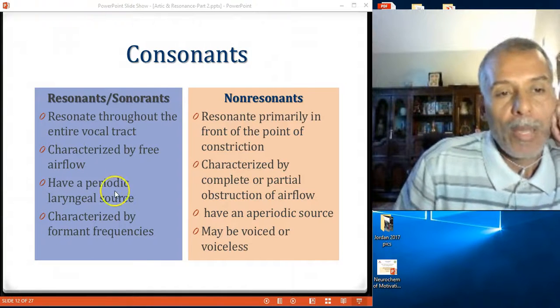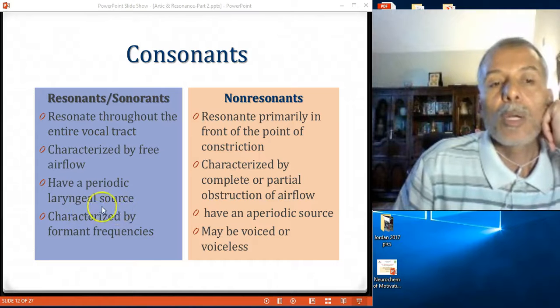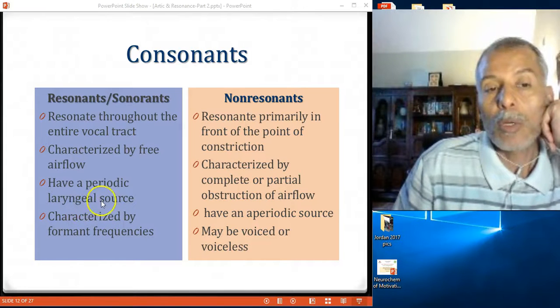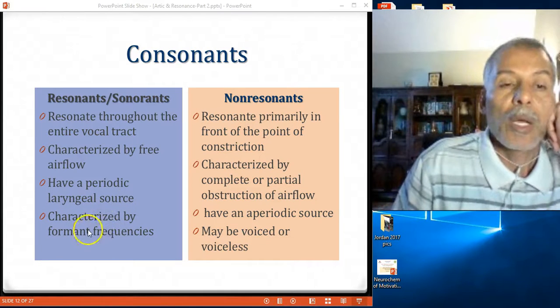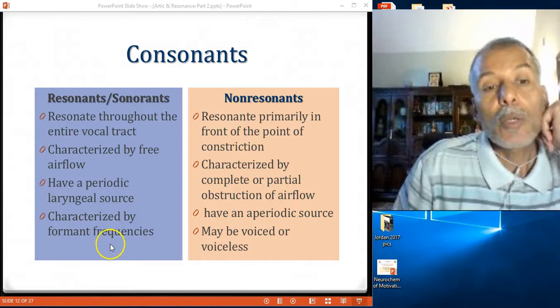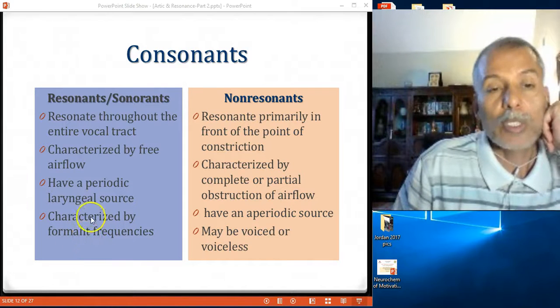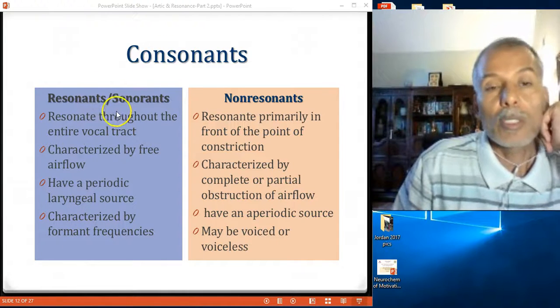They have periodic vocal fold vibration, and they are characterized by formant frequencies. They also have formant frequencies, just like the vowels.